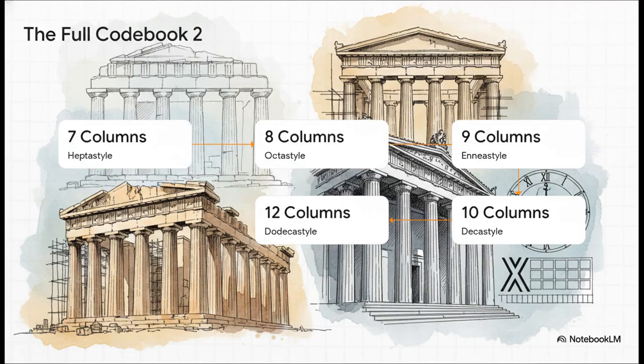And here's the rest of the list. Again, you've got some rare ones in here like 7, heptastyle, and 9, enneastyle. But octastyle, we know that's a classic. 10, decastyle, is an easy one to remember, right? Think decade. And 12, dodecastyle. That is just on another level. A total show of architectural muscle.